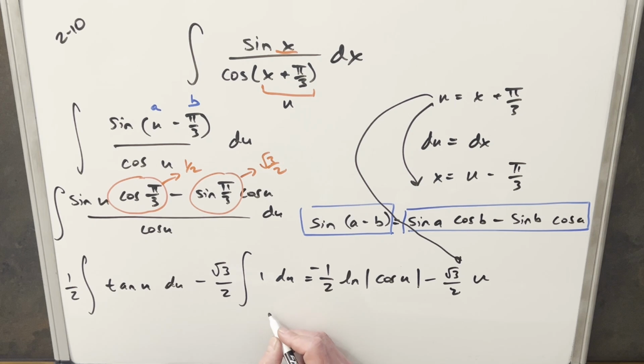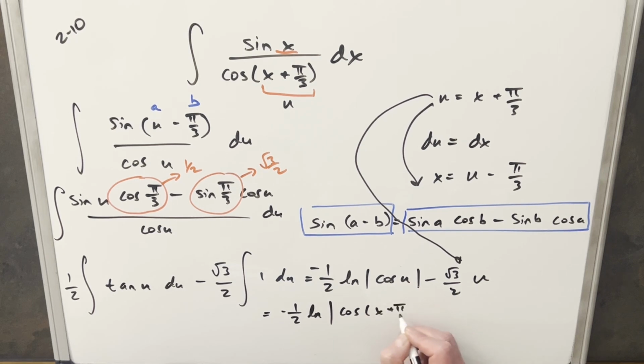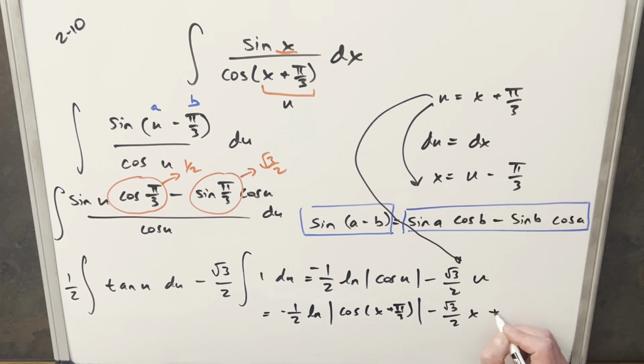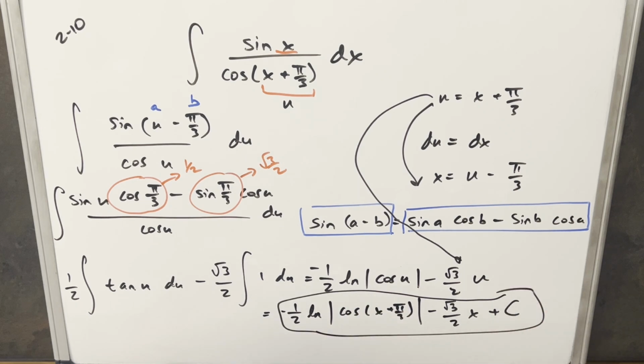So let's see what happens. We're going to have minus 1/2 natural log absolute value cosine of x plus pi over 3 here. Then we're going to have minus square root of 3 over 2 times x plus pi over 3, but now if I distribute square root of 3 over 2 to pi over 3, we get a constant value, but that's just going to be absorbed in the constant, so I'm going to leave that off, and we'll just circle it, and that's it.